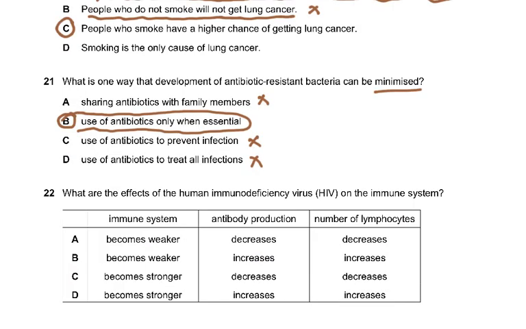The last question of this video, question number 22. What are the effects of the human immunodeficiency virus on the immune system? Immune system becomes weaker, antibody production decreases, and number of lymphocytes decreases.